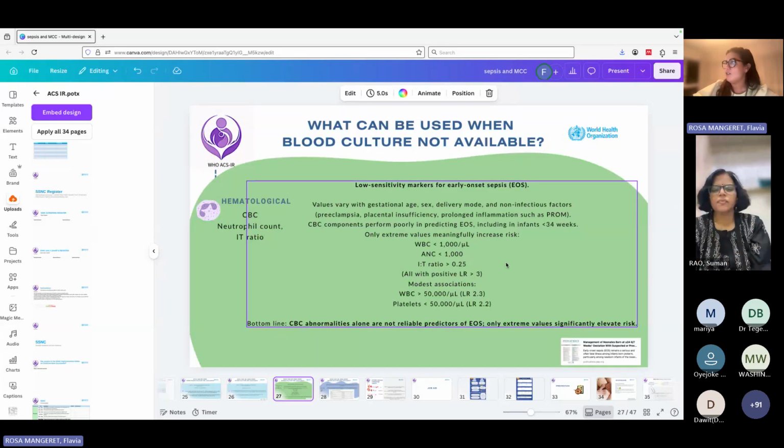And the IT ratio, so immature to total neutrophils, of 0.25. Voila. Or leukocytosis more than 50,000. And the normality would be around 25,000 in the first day of life, after which it goes down very fast. But this would be what would be able, basically, to predict a little bit of infection.